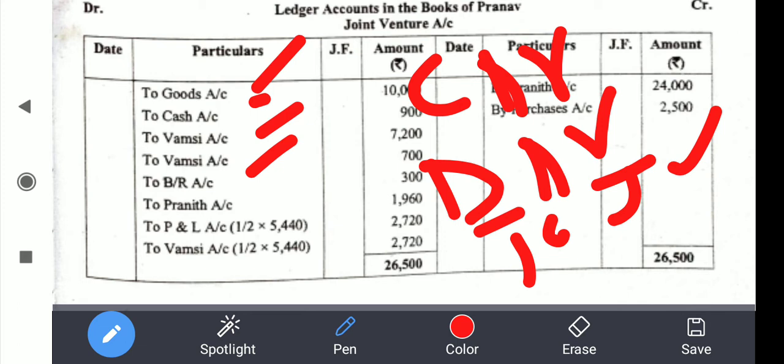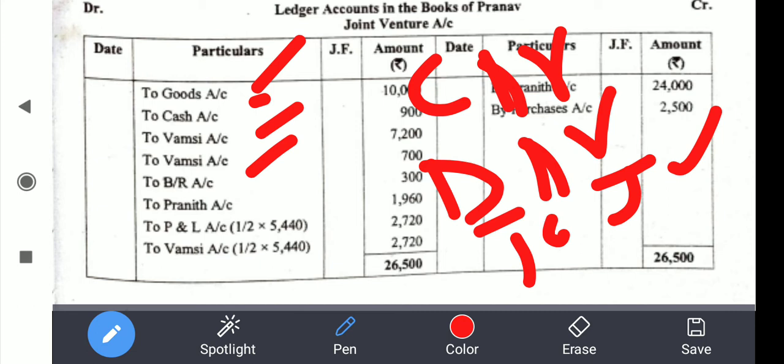Then one more important thing is commission received by Pranith. That is a 4% commission received by Pranith and also expenditure paid by Pranith. 4% commission on sales is how much? 960. 960 plus 1000 is the expenses. 1000 is the expenses. 1000 plus 960, 1960 is the expenditure paid by Pranith.